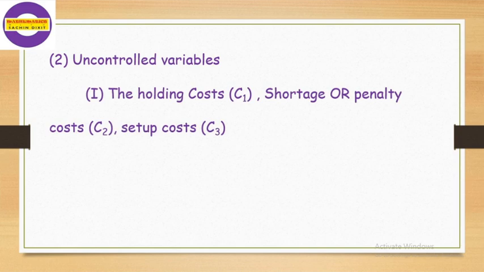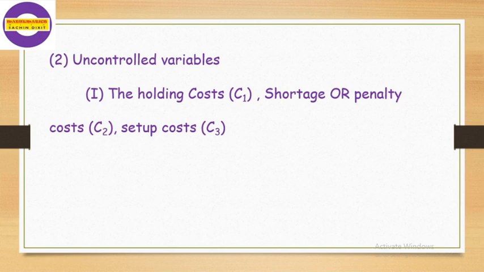But there are some uncontrolled variables. The second type is uncontrolled variables. First one is holding cost, shortage or penalty cost, setup cost. All these are the uncontrolled variables. They may rise or increase sometimes, or they may decrease sometimes.